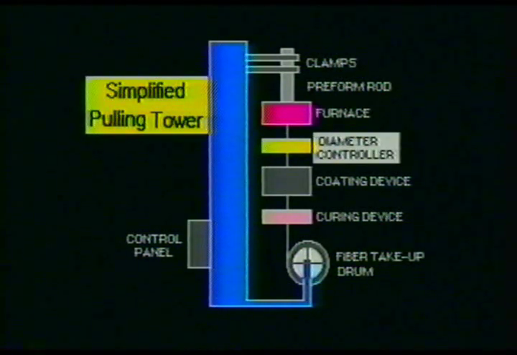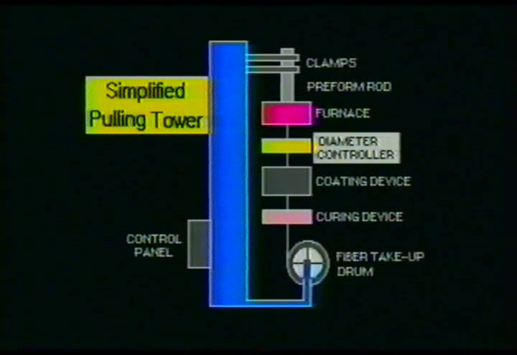As the filament of glass is drawn from the tip of the preform rod, it is fed through a metering device which monitors the diameter of the fiber cable. The metering device controls the speed of the take-up drum at the bottom of the tower. If the glass fiber becomes too thin, the metering device will slow down the speed of the take-up drum. Since the pull on the fiber isn't quite as strong at the slower speed, the fiber diameter will increase.